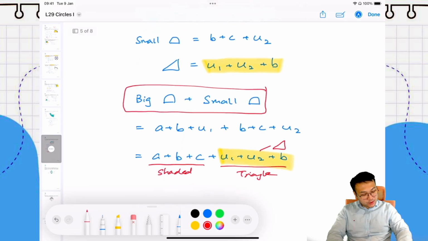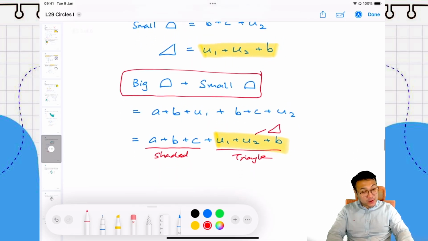So if you really want to find the shaded region, how are you going to do it? You figure that out. I give you 2 minutes. Your time starts now. Type your answer in the chat.